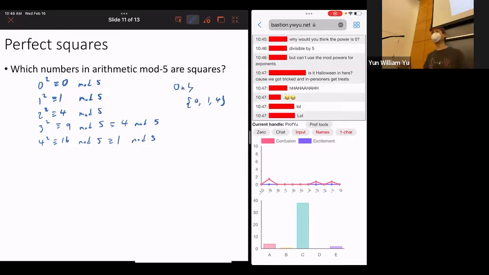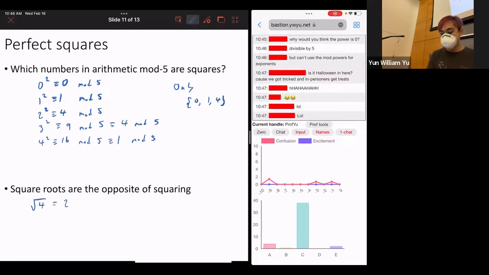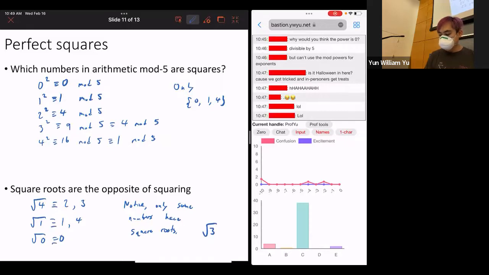Those are also the only numbers that are squares in the ordinary numbers. But that won't always be the case, and we'll see that a little bit later. And of course, you can have some idea of square roots because, well, what's the square root of 4? It is 2 and 3, right? And the square root of 1 is equal to 1 and 4. And the square root of 0 is just equal to 0. So notice only some numbers have square roots. The square root of 3 is undefined.